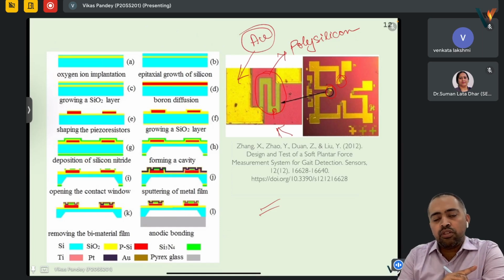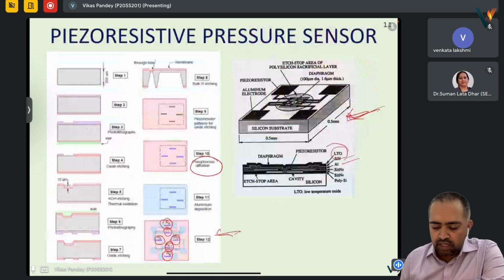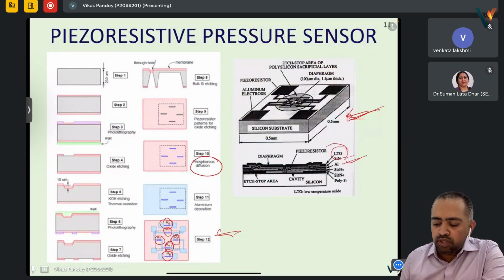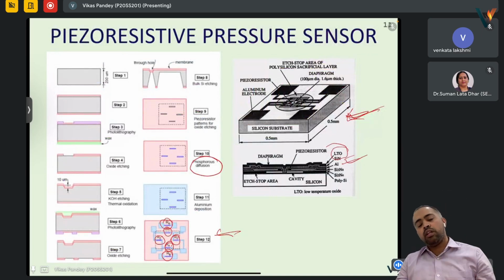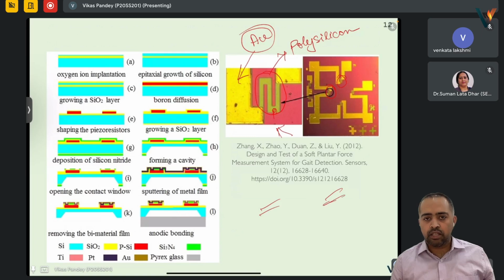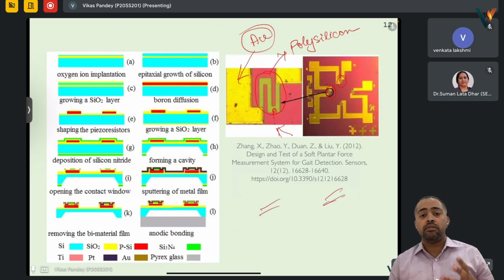There, aluminum was used in the first, and second also aluminum they are using. In this case, they are using gold electrodes. So it is based on your availability, as well as the facility, plus what kind of application you are targeting.